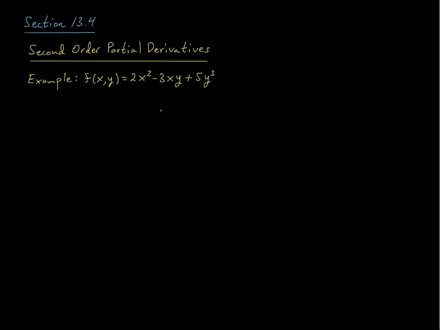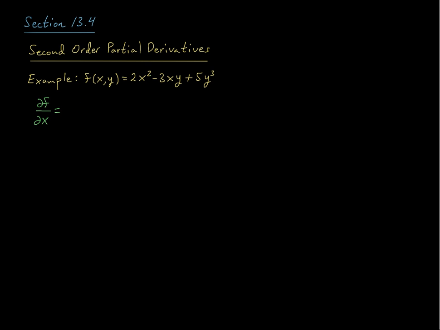In this video, in section 13.4, we're going to talk about second order partial derivatives. Just to illustrate the idea, let's look at the following example. We have the function f of x y is 2x squared minus 3xy plus 5y cubed. This is the same function from problem number 1 on the worksheet. And so we'll start by just computing the first order partial derivatives.